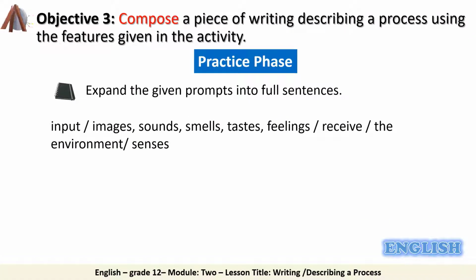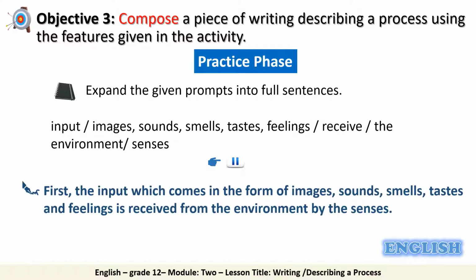So we continue with the same task. Now you have the following notes: input, images, sounds, smells, tastes, feelings; receive, the environment, senses. So please pause this video here and write your sentence. Very good. Now you can write first the input, which comes in the form of images, sounds, smells, tastes, and feelings, is received from the environment by the senses.